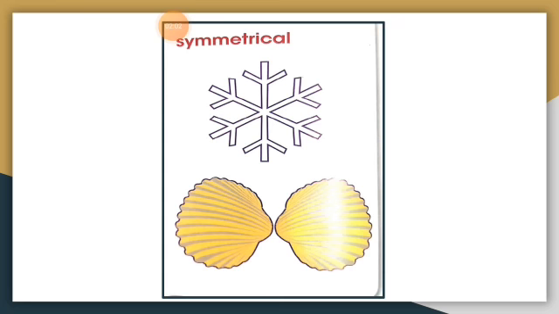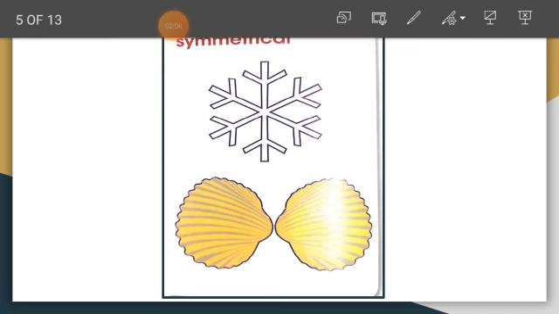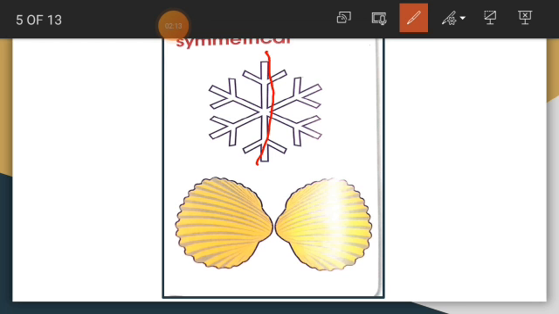This is an example of symmetrical. If I draw a line of symmetry like this, you can see one half and the second half, they are the same. Let's draw a line of symmetry on the second shape. Now see the first half and the second half, they both are the same. These are the examples of symmetrical. Okay, these shapes are symmetrical.